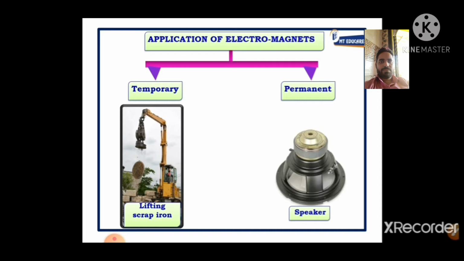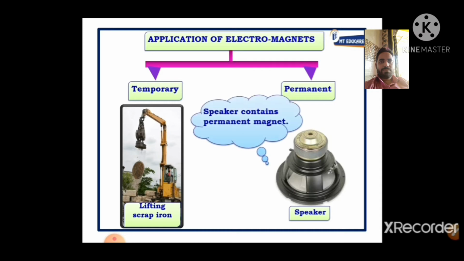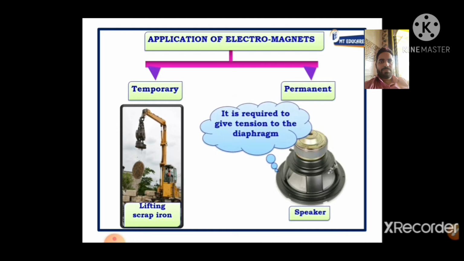Permanent magnets are used in speakers. A speaker contains a permanent magnet. It is required to give tension to the diaphragm. Tension means force. And what is a diaphragm? It is a vibrating membrane, you can see. This helps in producing good quality of sound. Therefore we use this permanent magnet.